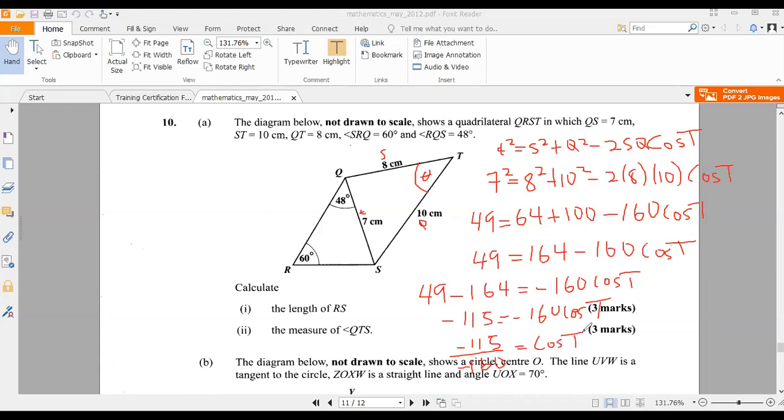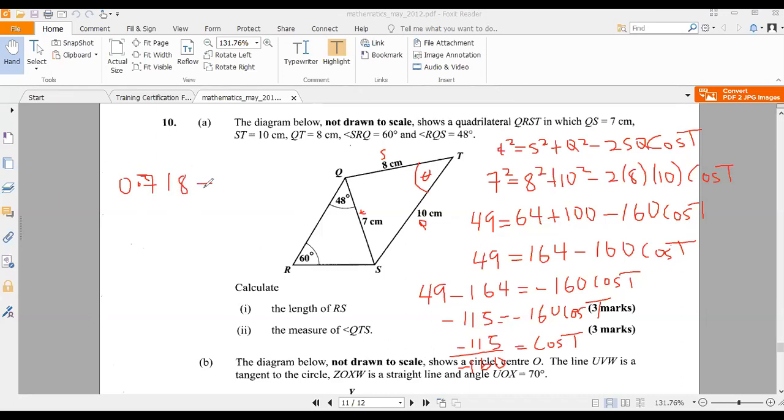When you work it out, negative 115 over negative 160, what do we get? The two negatives automatically give me positive. So when you work it out, we get 0.718. 0.718. Good.